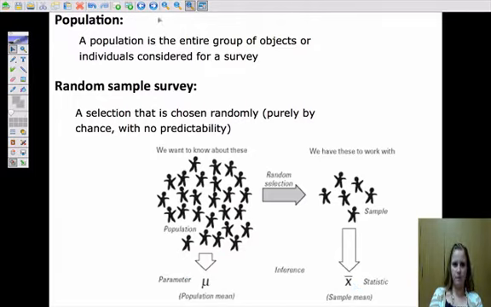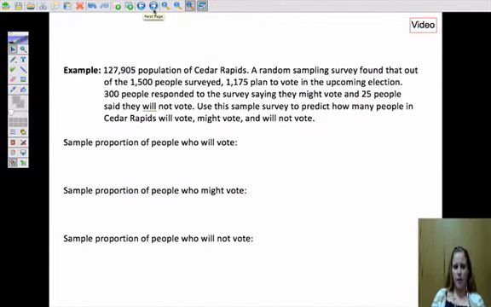So if we look, the population of Cedar Rapids, Iowa is 127,905, okay? We take a random sampling of 1,500 people, so we have 1,500 people who are surveyed here. And of those 1,500 people, 1,175 plan to vote in an upcoming election. 300 responded that they might vote, and then 25 said they will not vote.